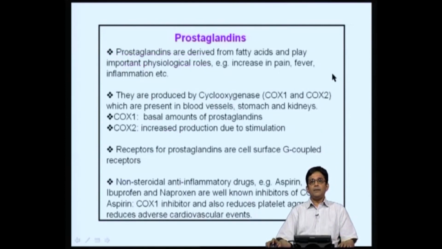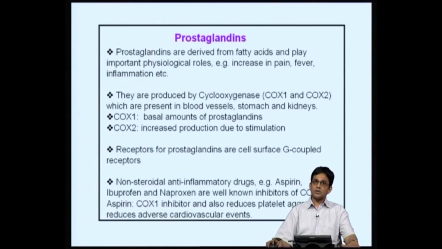Okay. Important molecules in the inflammatory process are prostaglandins, and they are derived from fatty acids. Arachidonic acid is an important one, and they play important physiological roles, for example, in pain, fever, inflammation, so on. The enzyme that is responsible for production of prostaglandins is cyclooxygenase. You have COX-1 and COX-2, which are present in blood vessels, stomach, kidneys. COX-1 is responsible for the basal production of prostaglandins, and the increased production due to stimulation is done by COX-2. The receptors for prostaglandins are cell surface G-coupled receptors.